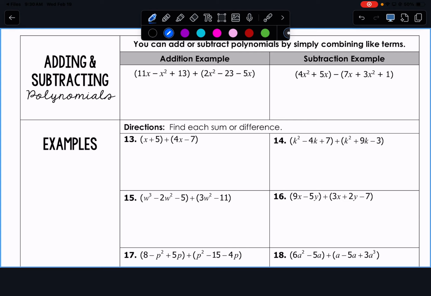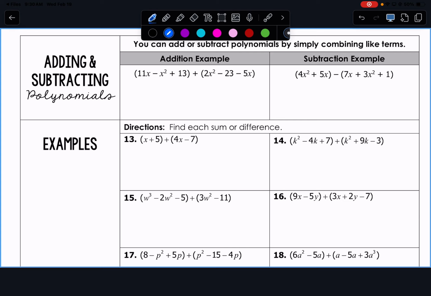All right. So, adding and subtracting polynomials. Oh, you can't put x in a calculator. You think I like poison? I love animal crackers though.